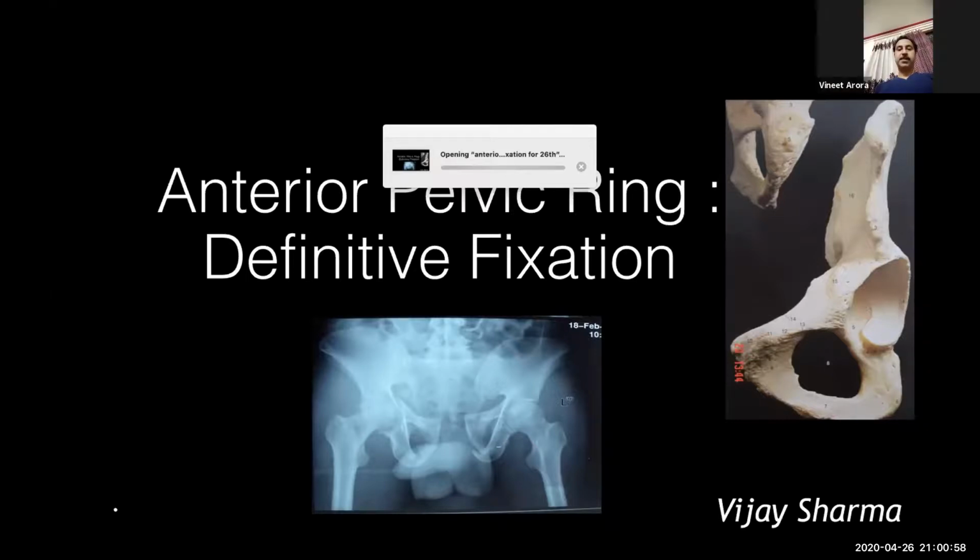Yes, it's there. Okay, so I will be talking about anterior pelvic ring definitive fixation. If you look at the anterior pelvic ring, it is from the distal end of one hip to the other side, or you can say iliopubic eminence to the symphysis. So what kind of fractures or disruptions are we going to look at in the anterior pelvic ring? Pubic symphysis disruption, pubic ramus fracture, or a combination of these two. So maybe 3 types of injuries we are going to look at.